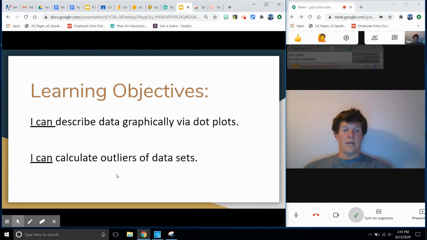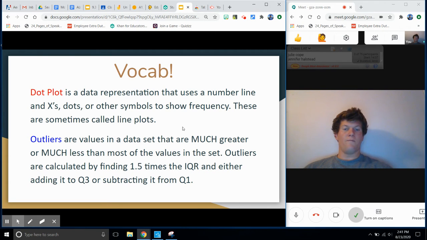The second one are the outliers. We're going to learn how to calculate outliers of these data sets. If you need to pause, screenshot, make sure learning objectives are in the notes. I'm going to keep moving on though. We're looking at vocab today.